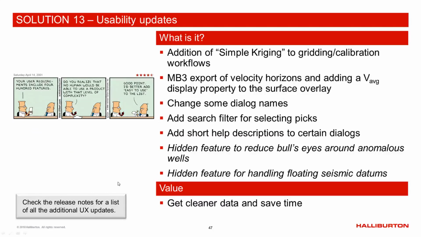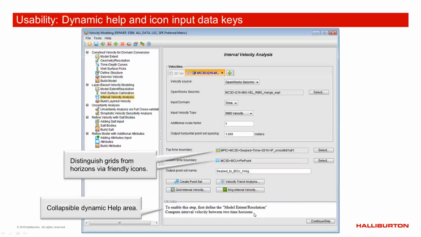The final set of major updates are our usability updates, and I thought Dilbert had a good idea here. If you've got a zillion functions, you need to make sure usability is on your list of features for your release. So we've added several usability features, and we have some hidden features that you'll hopefully be able to see in the next release. But let's take a peek at what some of the usability features are that allow us to get cleaner data and save some time.